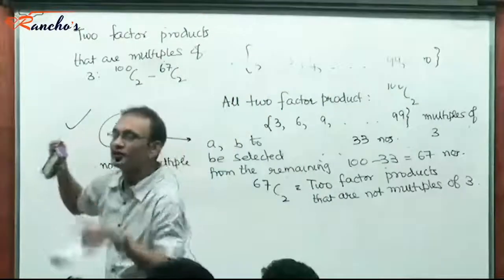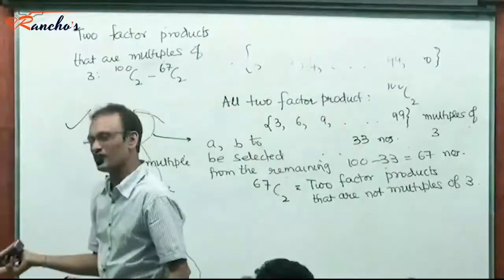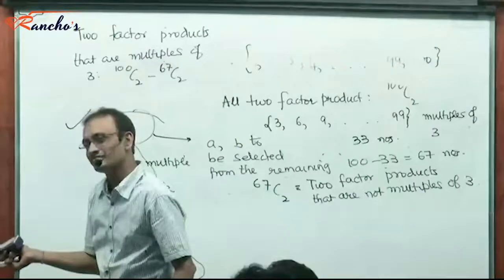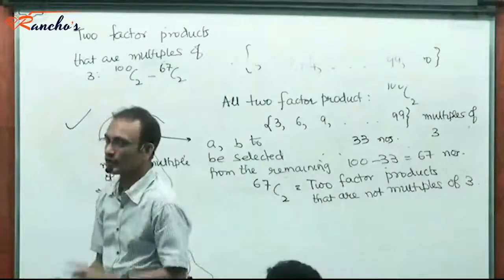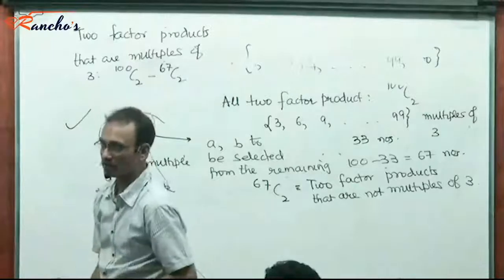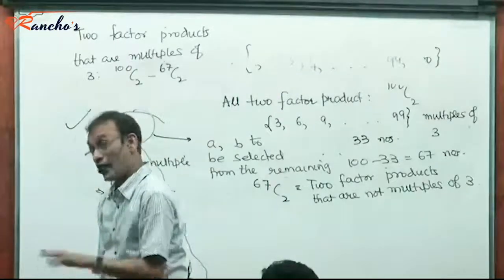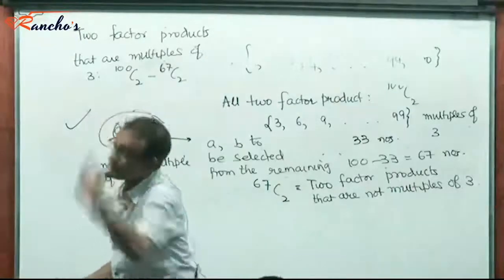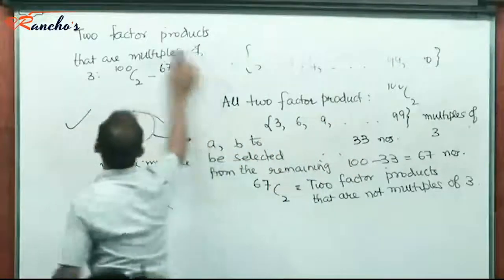You'll have to then look at cases. A multiple of 3, B not a multiple of 3, vice versa, A and B both multiples of 3. Then you'll have to add those cases. A multiple of 3 but B not a multiple of 3. A not a multiple of 3, B a multiple of 3. And A and B both multiples of 3. You'll have to then add those 3 cases. Isn't it? That's another way of doing it.